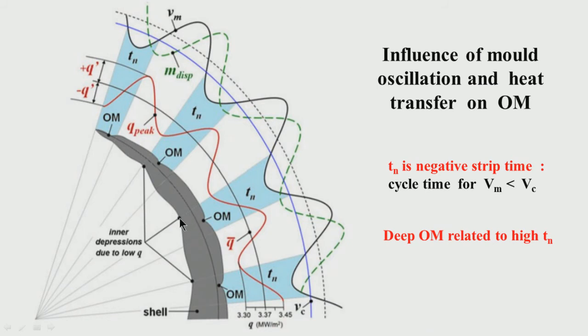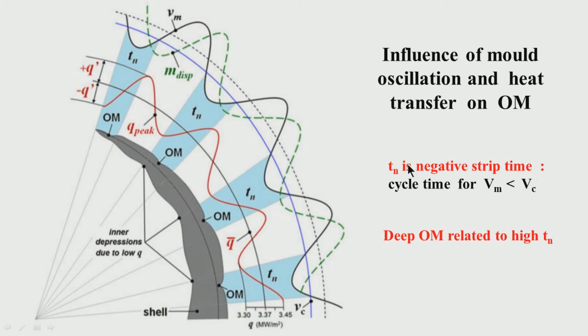So, the inner depressions are coinciding with the relatively lower portion of the cycle of heat transfer. This is the lower portion of the heat transfer. So, this is coinciding with the depressions. So, depressions are basically coinciding with the lower portion of the heat transfer. That means, when the heat transfer is slightly lower, the depressions are also forming. So, oscillation marks are forming during negative strip time.